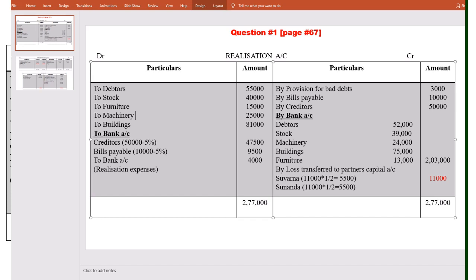Except these two, you need to take all the assets in the debit side. See, there is cash at bank 15,000 that I have not taken. Next you have debtors. You need to take them at the book value, which is 55,000. And next we have PDD, which we are not going to take here. Next, stock is 40,000. Furniture is 15,000, machinery is 25,000 and buildings 81,000.